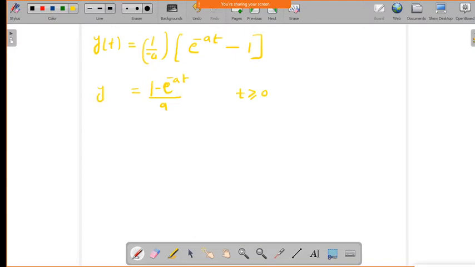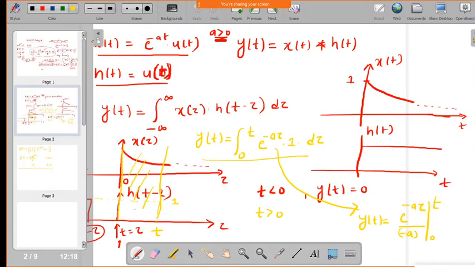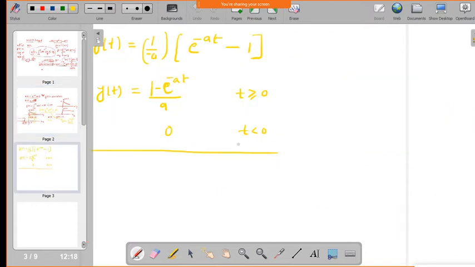This is your y of t, and it is 0 when t is less than 0. So this is the convolution integral between the input signal x of t and h of t. Is it understood? Any doubt? You need to evaluate the region where it is going to convolve properly. This is very important. Is it understood? Any doubt? Hello?